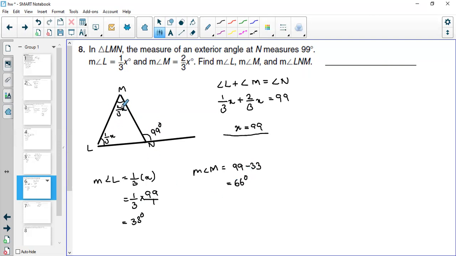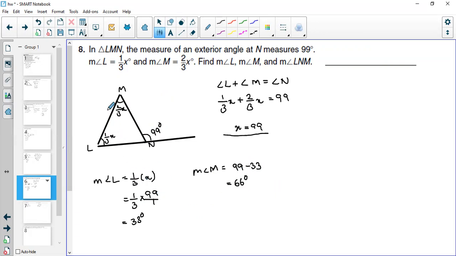Or if you're not sure, you can substitute the value of x here and find it out. Now why did I say angle M is 99 minus 33? According to the exterior angle sum theory, you know that if you add these 2 you will get this. So when you know angle L is 33, you can subtract that from N to get the remaining angle. So that's what I have done here. So angle M is 66.